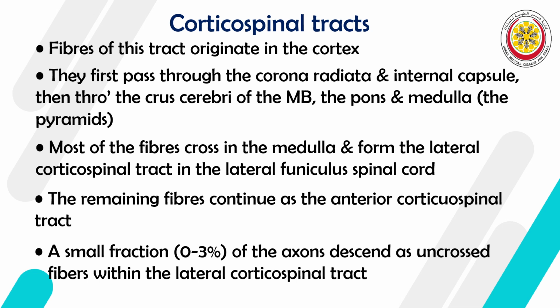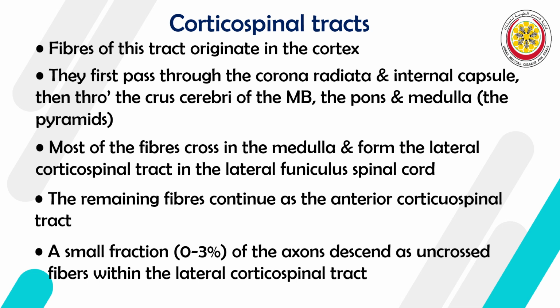We have the right corticospinal tract. In the pyramid, most of the fibers of the corticospinal tract cross to the other side and descend in the lateral funiculus, or the lateral column of the spinal cord, as the lateral corticospinal tract. The remaining fibers on the right side divide into two types. Some of them continue descending on the anterior or ventral funiculus of the spinal cord as the anterior corticospinal tract.